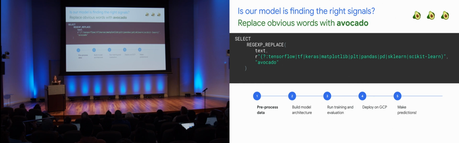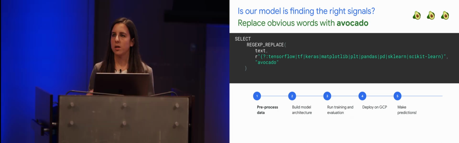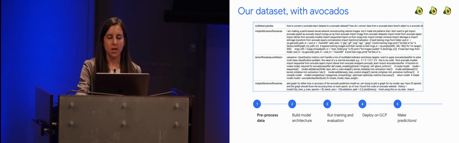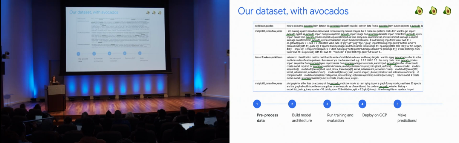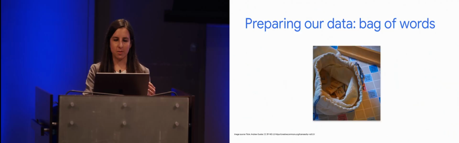And I didn't just take the tag names, I also took popular abbreviations. So you often import TensorFlow as TF. So we removed TF, PLT for matplotlib, et cetera. So the result is a data set with a lot of avocados. We get avocado predictive model questions, finding code on avocado website, lots of avocados everywhere, which is pretty fun. So we've got our data.